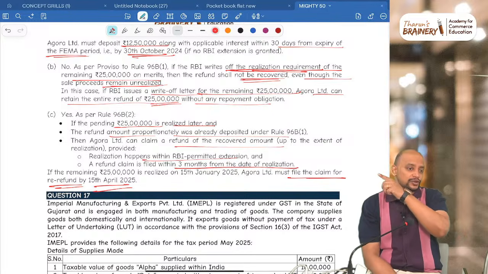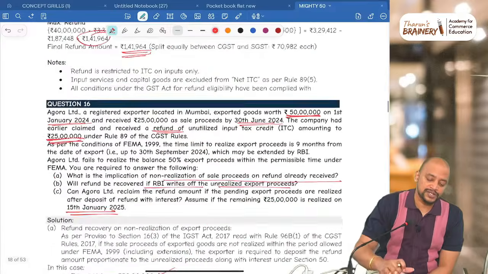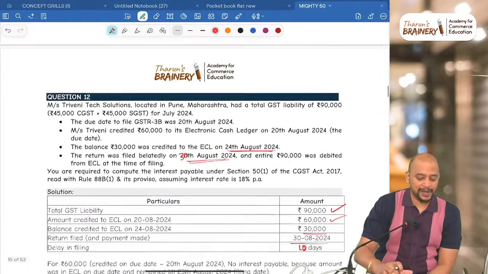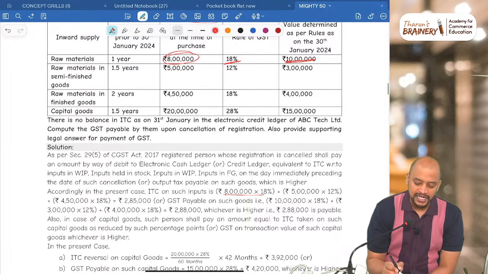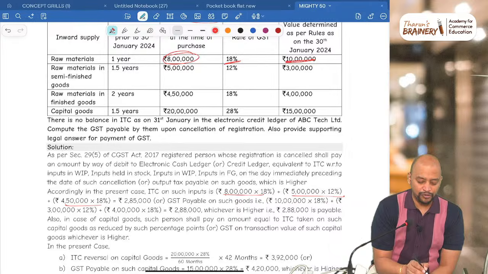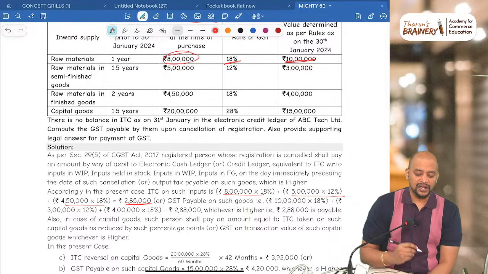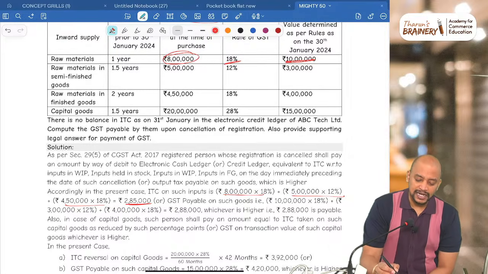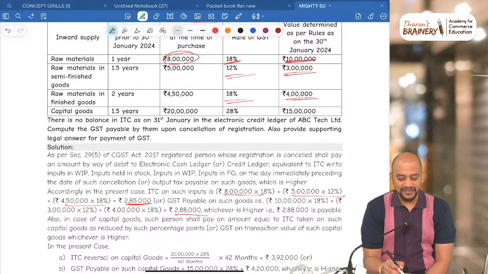So when you calculate it group wise, we need to see the value of all the outward inputs if it is sold. So that we need to take together, and then we need to compare it. So that's what we did in the answer. You can see here 8 lakhs into 18%, 5 lakhs into 12%, 4 lakh 50 into 18%. First we have taken this, and that is 2 lakh 85. Or GST payable on such goods, that is 10 lakhs plus 10 lakhs into 18% plus 3 lakhs into 12% plus 4 lakh into 18%, 2 lakh 88, whichever is higher.